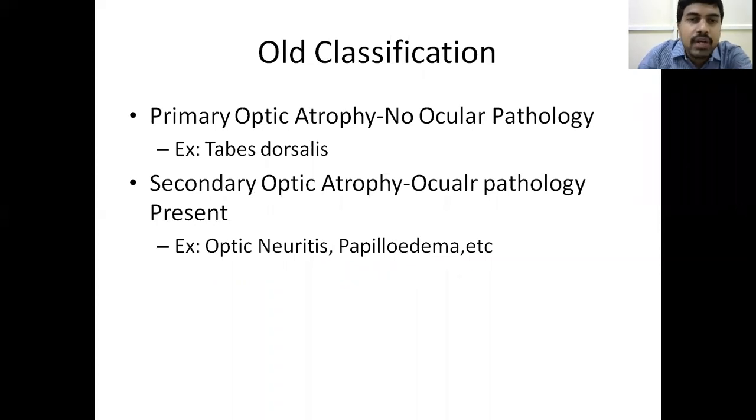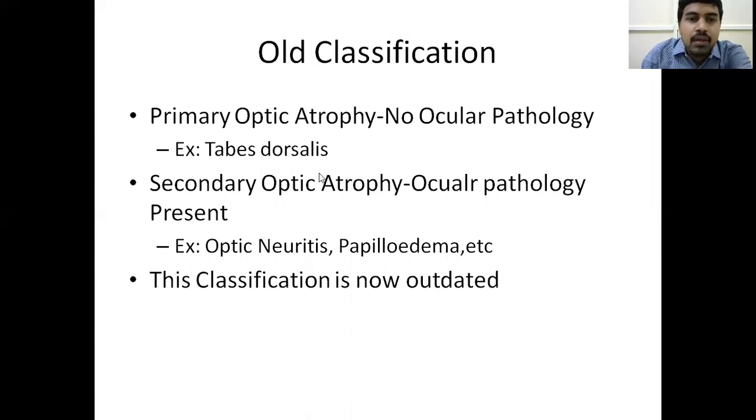But this led to a lot of confusion, and this was finally outdated because tabes dorsalis is a CNS defect. So when a lesion is present, we can't call it primary. Actual primary means idiopathic. There should not be any cause. That's why this classification is outdated, because some cause can be shown to be causing the optic atrophy. That's why this was removed.